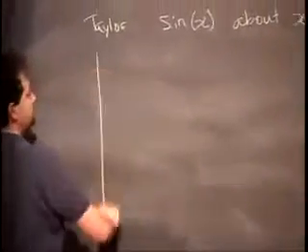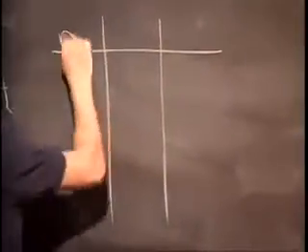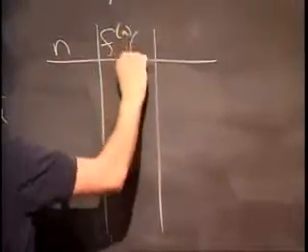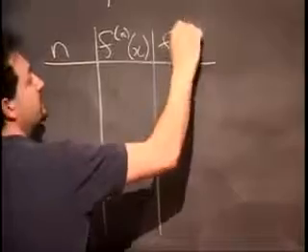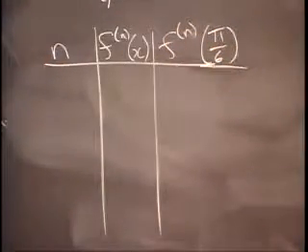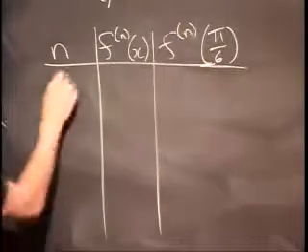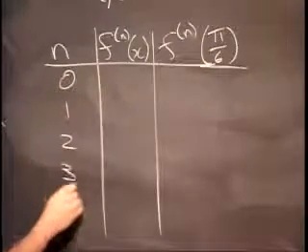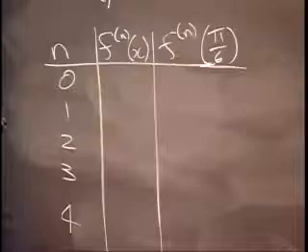Okay, so let's solve this problem. Same sort of tactic. Set up the table. n, the nth derivative in general, and the nth derivative this time at pi over 6, because that is going to be our a. And this time f is sine x. Well, we need the terms up to fourth order, so I better go up to 4.